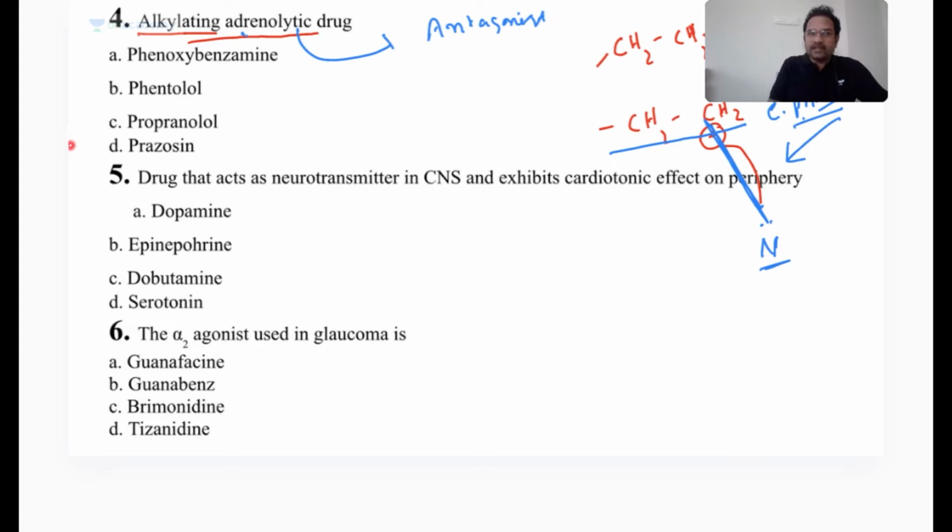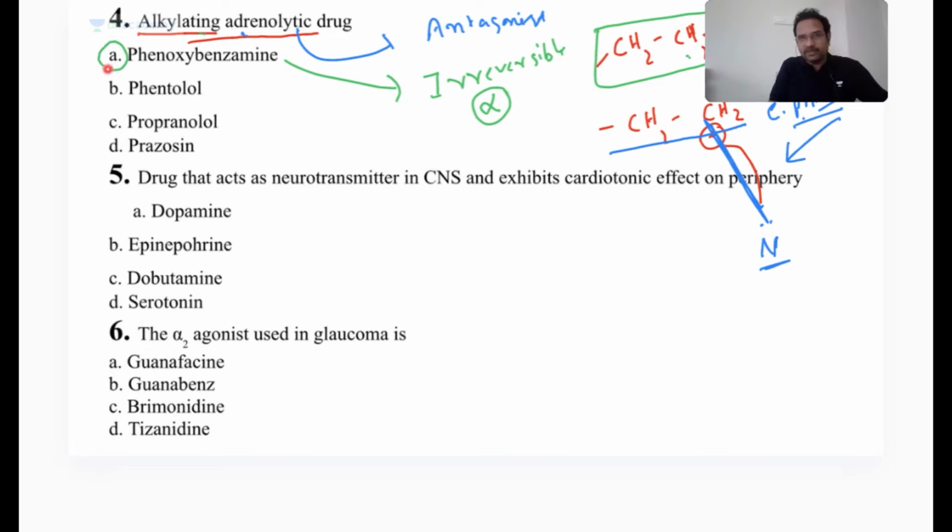Phenoxybenzamine. Phenoxybenzamine is a non-selective, irreversible alpha blocker. Now, phenoxybenzamine contains this side chain, so it also acts by alkylation. It causes alkylation of the alpha receptor. So the answer for alkylating adrenolytic drug is phenoxybenzamine. Again, this is related to structure. I told you already, you need to remember either a heterocycle or important functional groups like this. This is enough. You don't need to break your heads over the medicinal chemistry drug structures. Complete structure learning is not required.